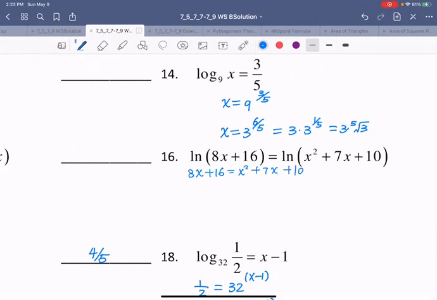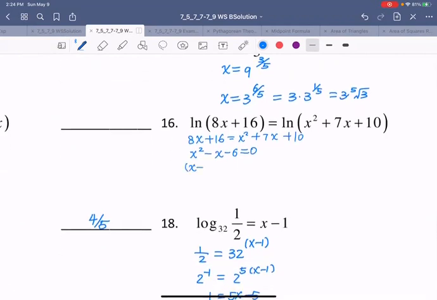I guess I would start by factoring them. Let's move them to one side first. So x squared, I'm going to subtract 8x plus 16. So it's negative 8x minus 16. So x squared minus x minus 6 equals 0. Then x minus 3, x plus 2 equals 0. So the answers could either be 3 or negative 2, but it can't be negative 2.